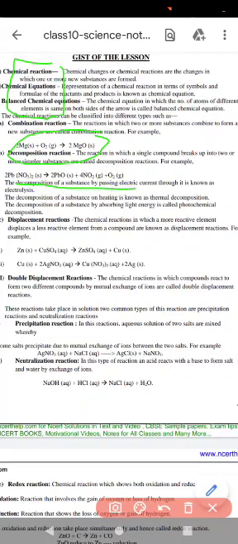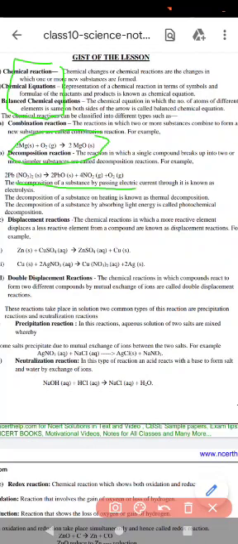Now there is another decomposition which is written here. Lead nitrate gives lead oxide plus NO2 plus O2. This reaction is a type of thermal decomposition. As we discussed, there are three types of decomposition. First is photo, second is electric, third is thermal. This example is of thermal decomposition.